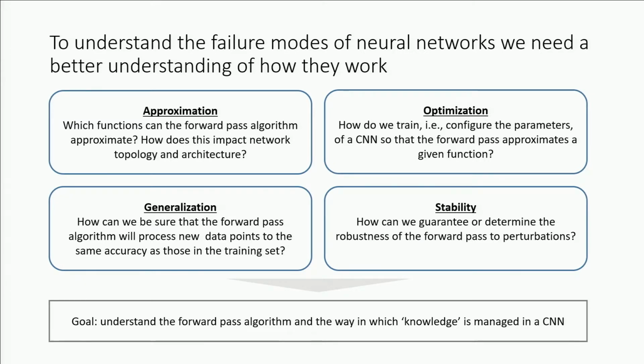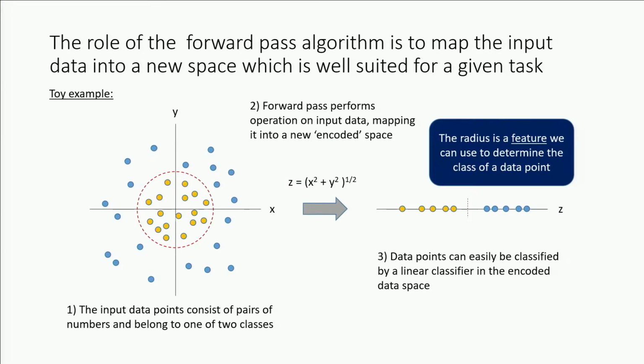So my goal, and I suppose our goal in all of this, is to really understand the forward pass algorithm, which I would argue is the workhorse of a convolutional neural network, and the way in which information and knowledge is stored and organized in a CNN. So here is a toy example to get everyone in the right frame of mind. The role of the forward pass algorithm is to map my data, in whatever form it is, into a new space, which I'm going to call the task space or encoding space, in a way that makes it well suited for a task.